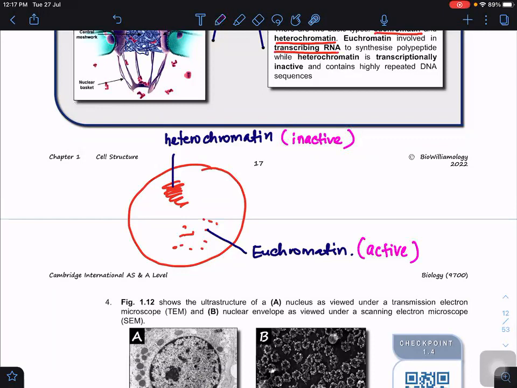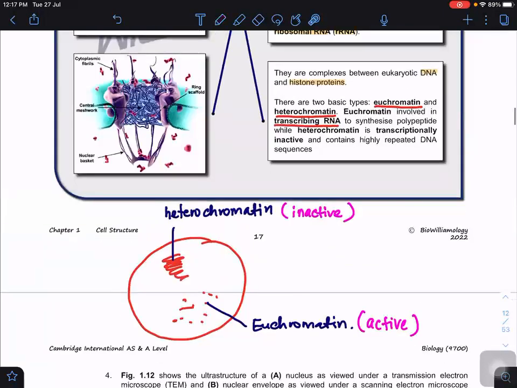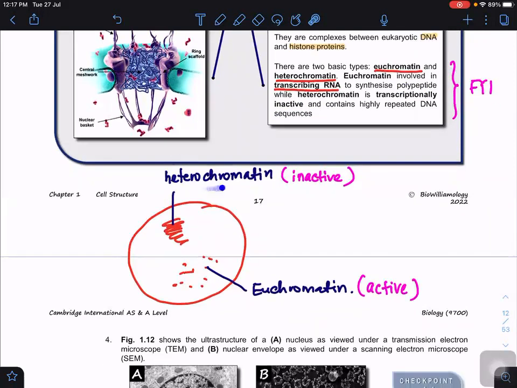Again, guys, here is extra information, for your information at this moment only. What we are going to look at is euchromatin and heterochromatin. Euchromatin is involved in transcribing RNA to synthesize polypeptides. Heterochromatin is transcriptionally inactive and contains highly repeated DNA sequences. So it means that we don't use them so much. Are you clear? That's why we pack them into this very tightly coiled form. But euchromatin is very active, so we don't pack it very tightly.